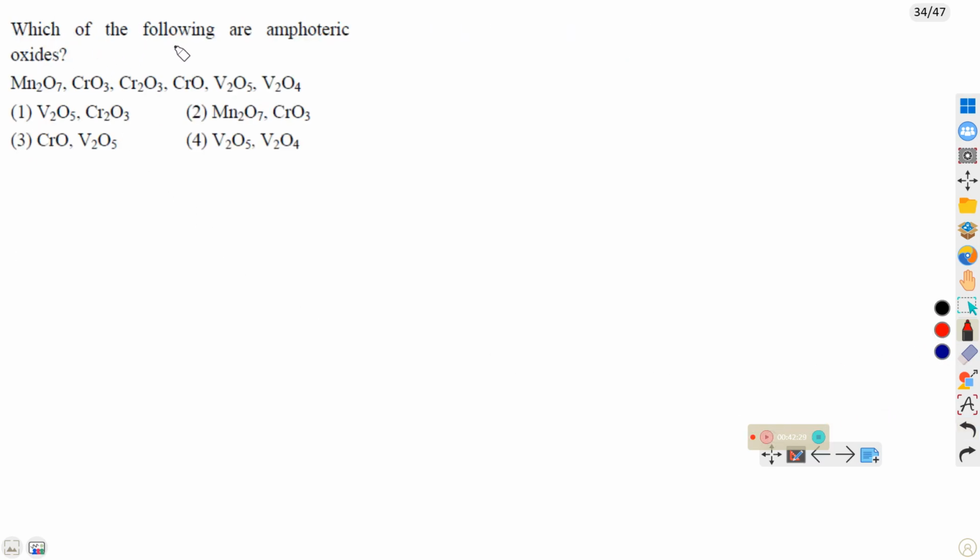Which of the following are amphoteric oxides? What are amphoteric oxides? V2O5, Cr2O3. These two are amphoteric oxides. First option correct. Remaining oxides are not amphoteric. Once check the previous video, I already uploaded one picture related to acidic, basic, amphoteric and neutral oxides.